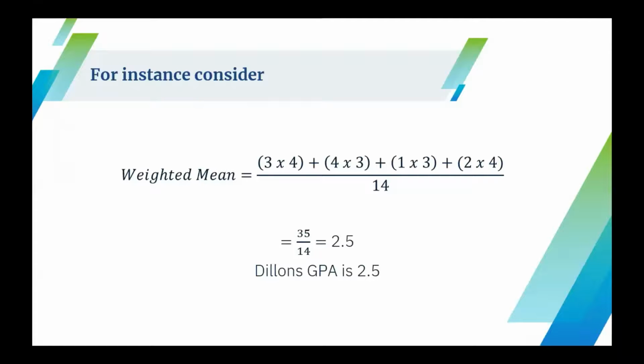Thus, the weighted mean is equal to 3, Dillon's grade in English, times 4, its course unit credits, plus 4, the grade of Dillon in History, times its corresponding weight 3, plus 1, the grade of Dillon in Chemistry, times its corresponding weight 3, plus 2, which is Dillon's grade in Algebra, times its corresponding weight 4, over the total weight 14, which is equal to 35 over 14, which is 2.5. Thus, Dillon's GPA is 2.5.